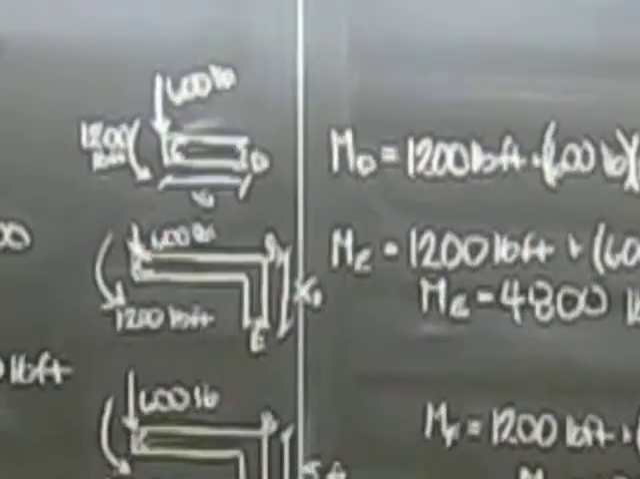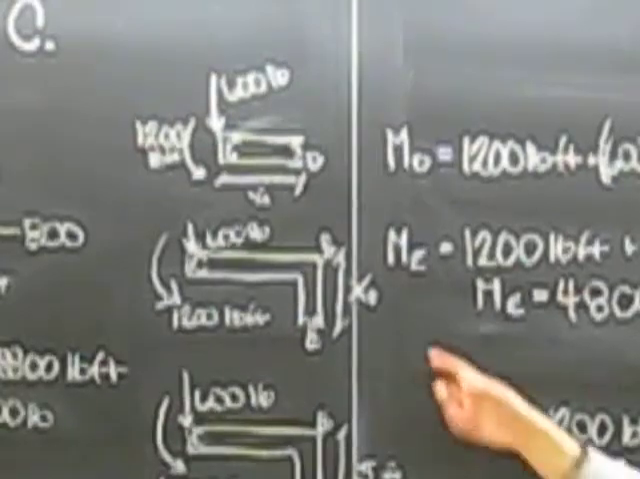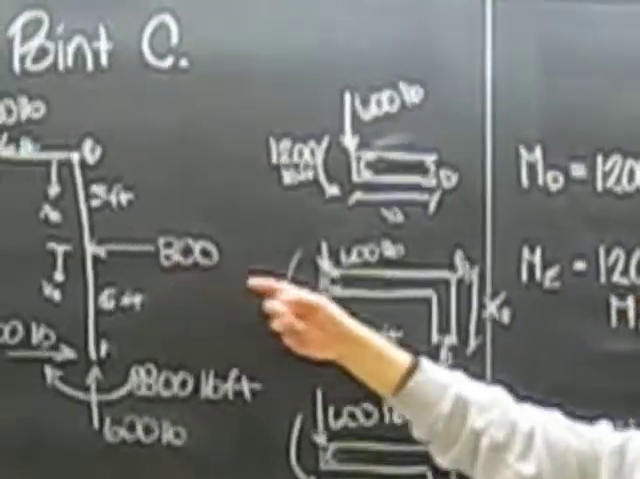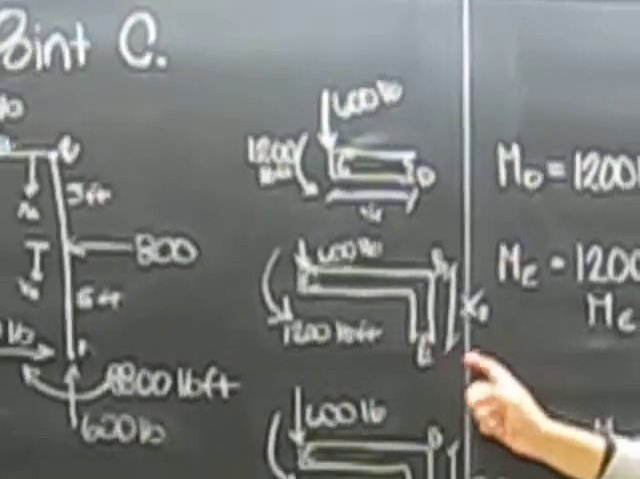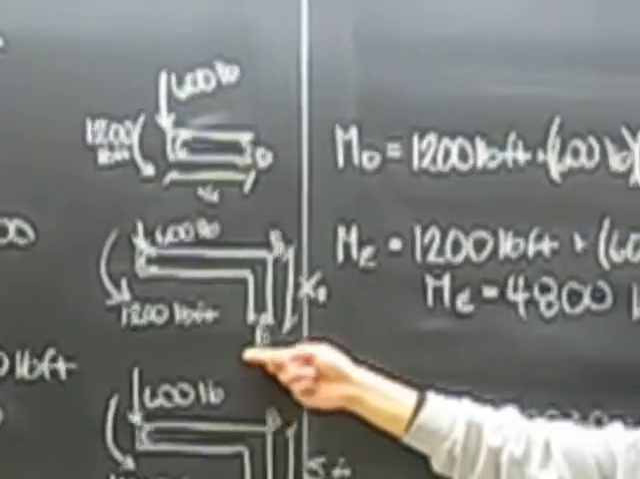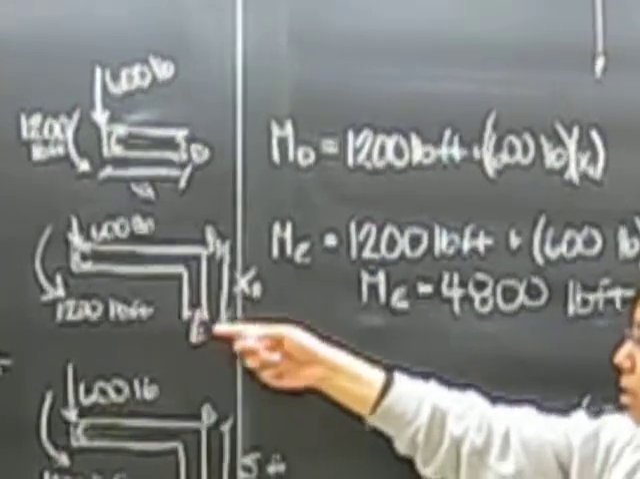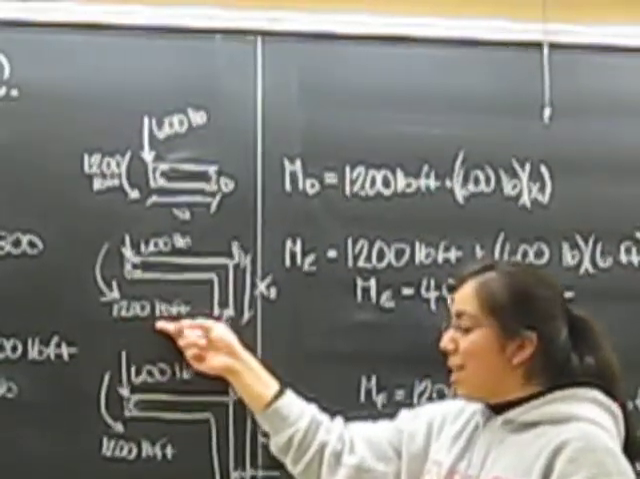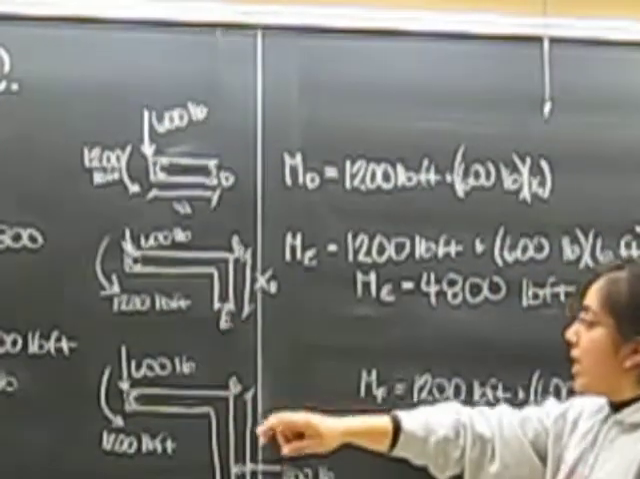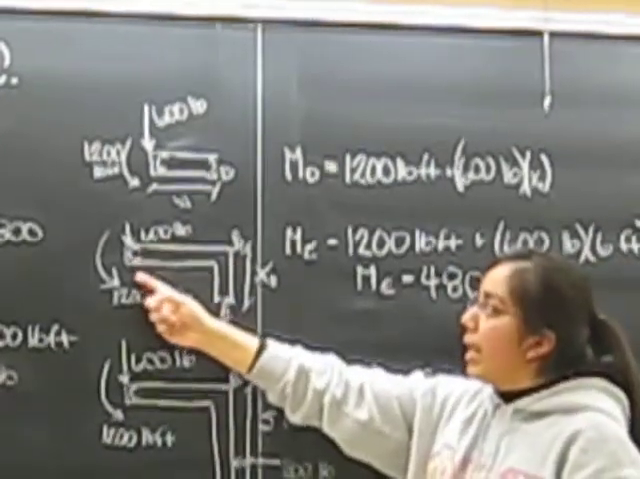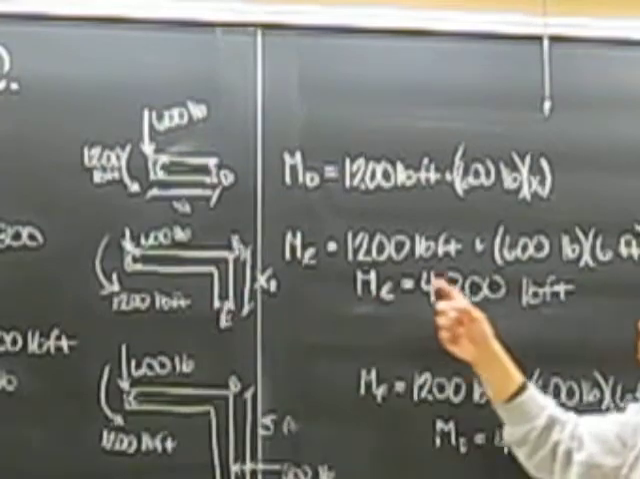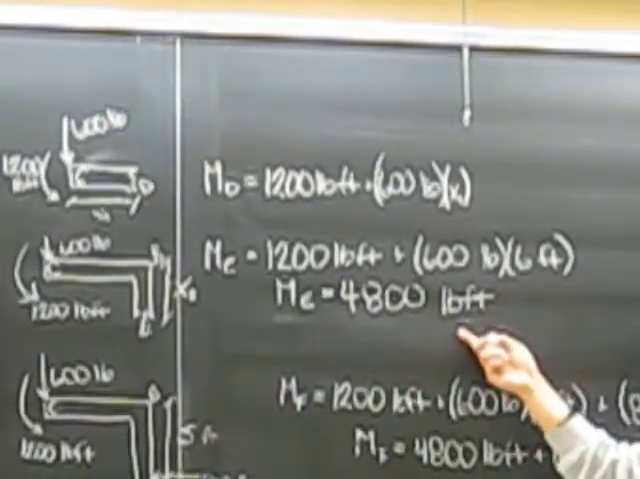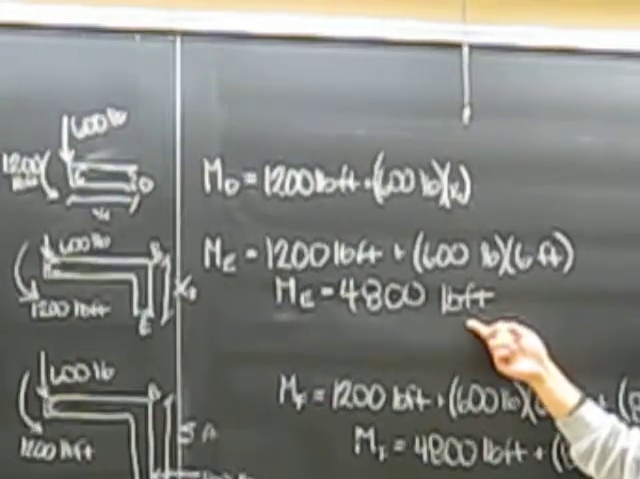For our second moment equation, we're going to make a cut between point B and this 800 pound force, giving us a moment equation for the internal moment, which we labeled as point E. Similarly, we're going to take this 1,200 pound-foot moment, and we're going to add it to 600 multiplied by 6 feet. This gives us an internal moment of 4,800 pound-feet.